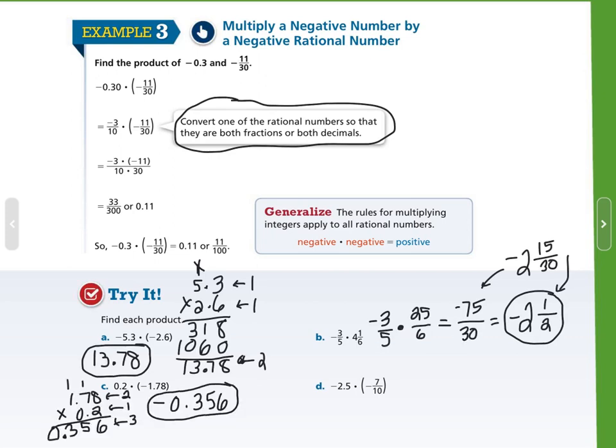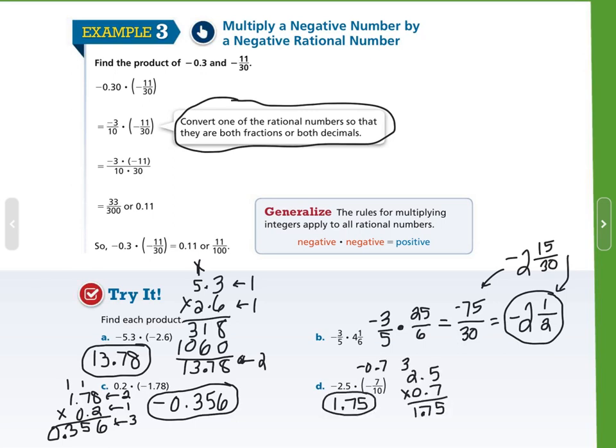For part C, a positive 2/10 times a negative 1 78/100 is going to yield a negative answer because positive times negative is still negative. Don't forget that you have 2 decimal places in the 1 78/100. You have 1 decimal place in the 2/10, so that means your answer should have 3 decimal places.